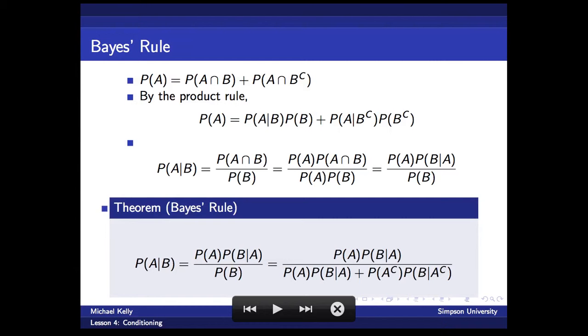And that's Bayes' rule. So the probability of A given B is equal to the probability of A times the probability of B given A divided by the probability of B. And oftentimes you'll see it also expressed with the probability of B expanded in the denominator, and that's just according to that second point up there that says by the product rule, with B and A reversed.